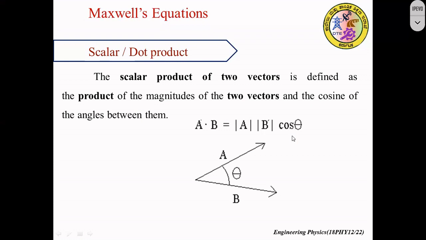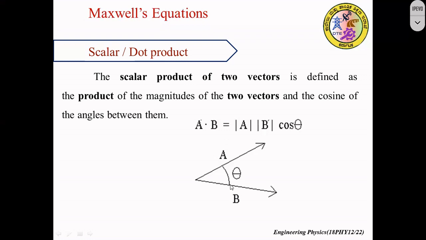2 vectors, when multiplied, may give us a scalar quantity. It is called scalar multiplication of vectors, or scalar product, or dot product of 2 vectors. So what is a scalar product of 2 vectors? 2 vectors, when multiplied with each other, giving us a scalar quantity, is called scalar multiplication or scalar product of 2 vectors. Suppose vector A and vector B are 2 vectors.